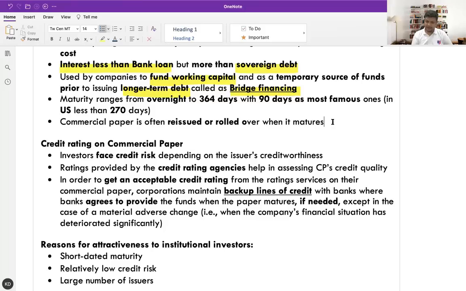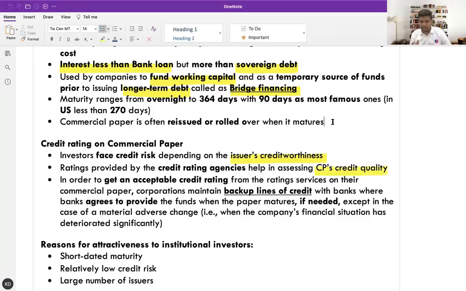Credit risk? Yes, investors do face credit risk depending on the issuer's credit worthiness. Well, you and I know that if a CP is issued by a company like Apple, or by a company like Tata Capital in India, it's hardly going to face a crisis, because the credit worthiness of the issuer is very high. The credibility is very high. Ratings provided by the credit agencies help assess the CP's credit quality.